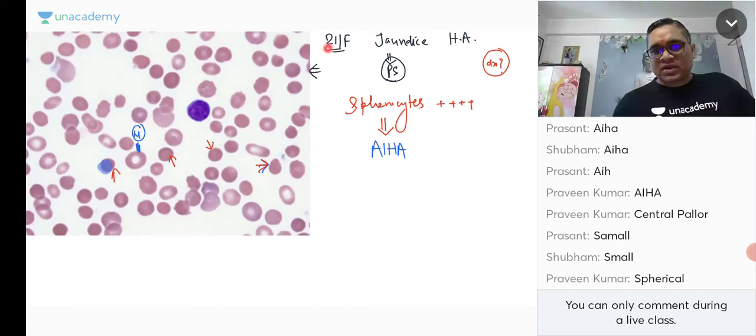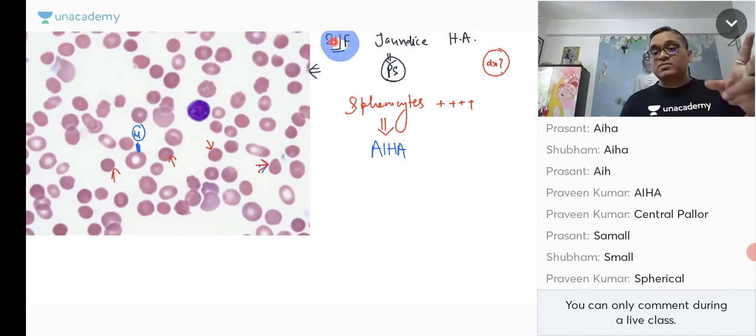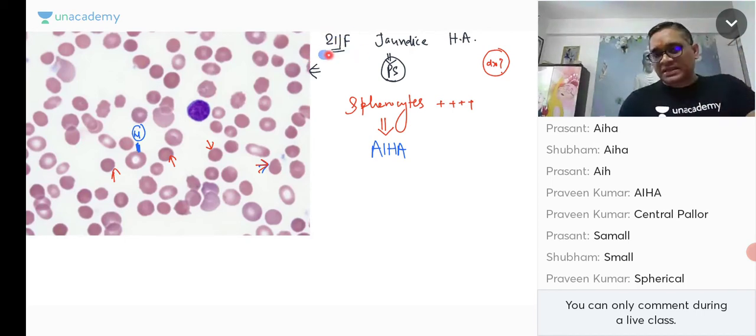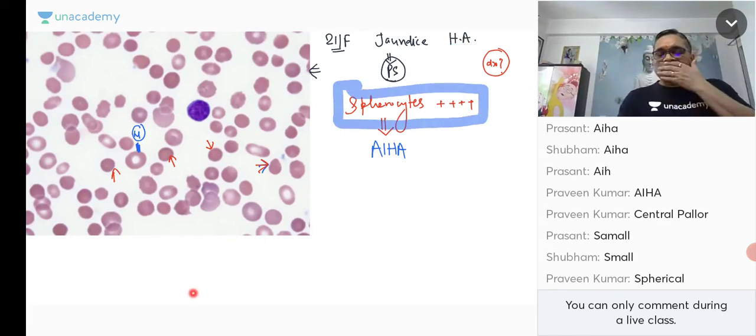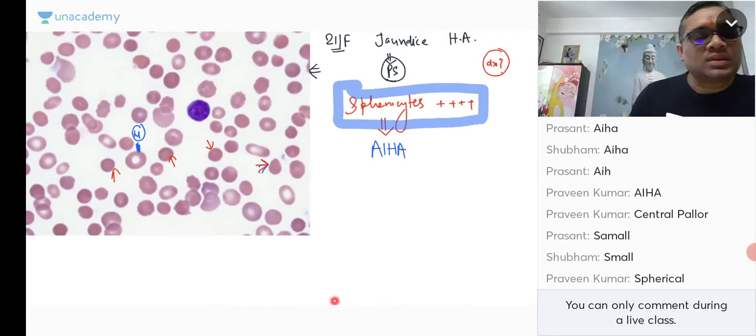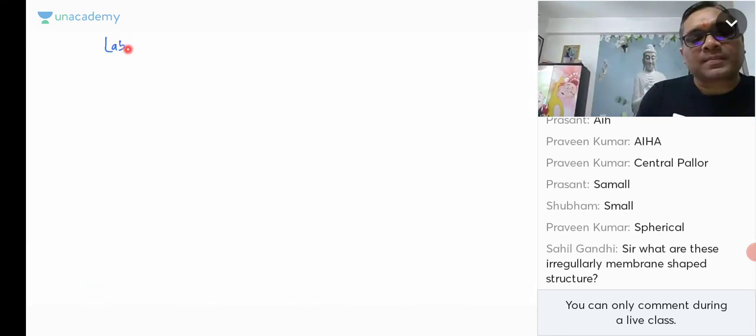Clear? So whenever the examiner says 21 female, you can see that autoimmune disorders are seen in females, reproductive age group, 20 to 40 years, 20 to 50 years. So that question is giving him from the beginning itself: 21 female, jaundice, hemolytic anemia, most likely it is autoimmune hemolytic anemia, where we can see numerous spherocytes. Clear? Fine. Now, in hereditary spherocytosis, what will be the lab finding?